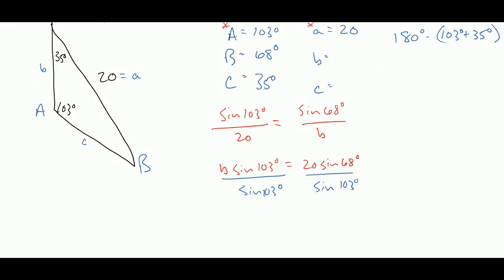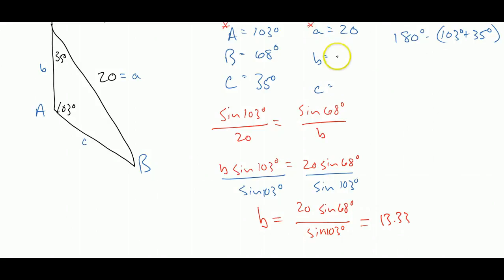But what we can say is that b is going to be equal to 20 times the sine of 68 degrees divided by the sine of 103 degrees. If we type all of that into our calculator, try to avoid rounding anything, you can just type all of that in at once. We end up with a value of b as a decimal, 13.33. We'll say 2 decimal places. So unless you're told otherwise, 2 decimal places would be fine.